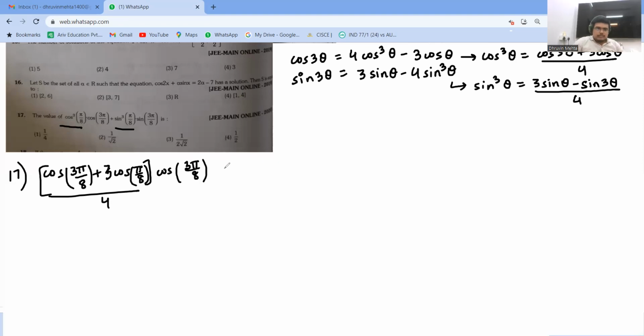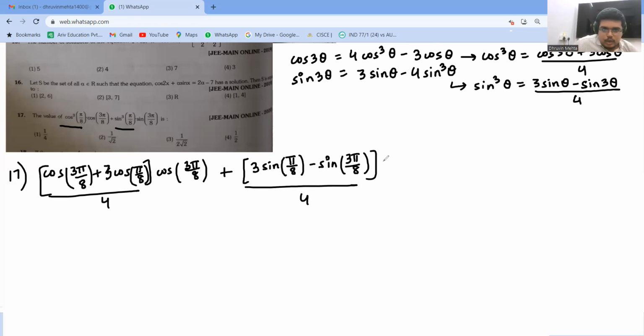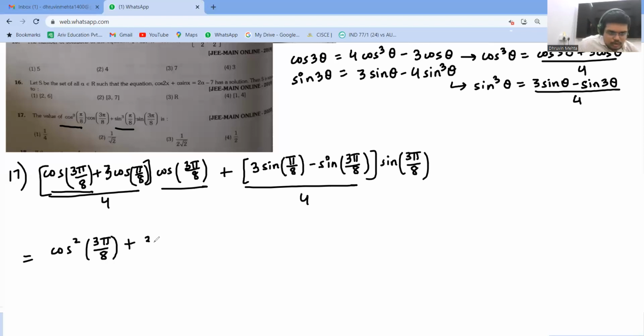अच्छा, फिर यहाँ पे आता है तो sin cube pi by 8 का भी हम same कर सकते हैं. It is going to be 3 sin pi by 8 minus sin of 3 pi by 8 upon 4, by 4 into sin 3 pi by 8. Now see both are upon 4 and when we expand the bracket this will be cos square 3 pi by 8. इसको अब solve करते जाते हैं, पूरा plus 3 cos of 3 pi by 8 into cos of pi by 8.